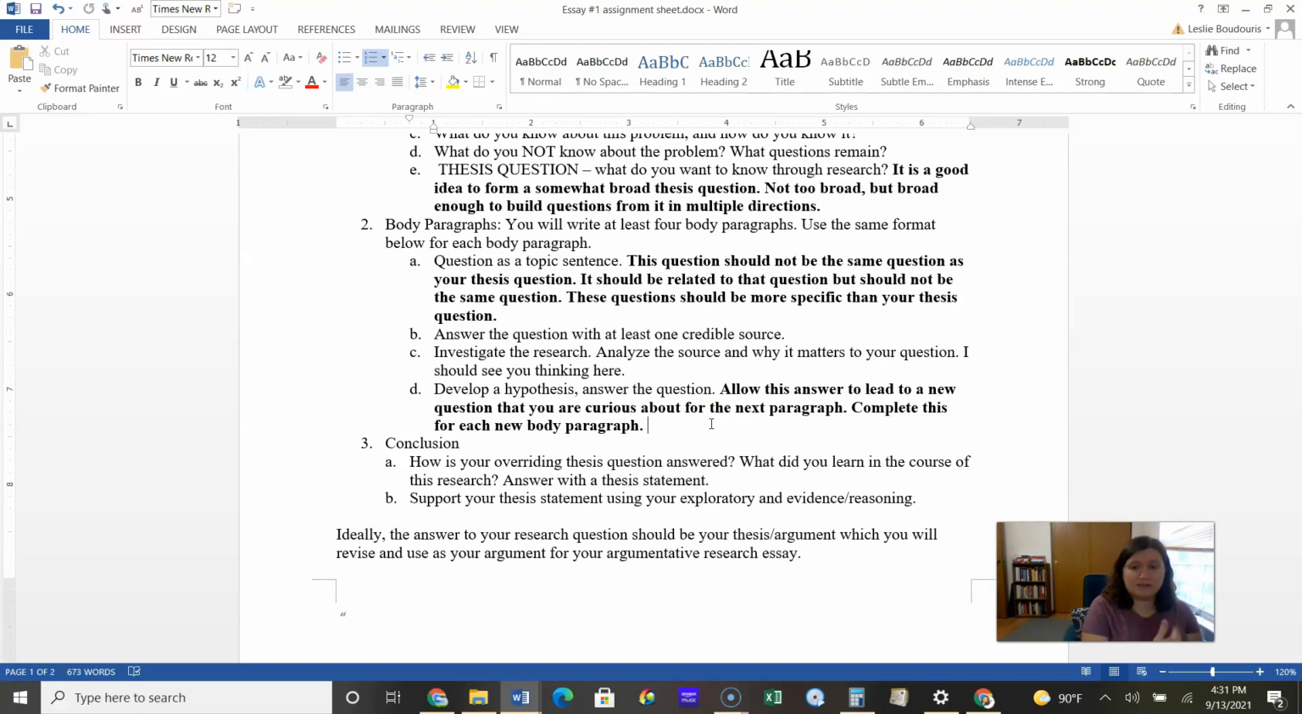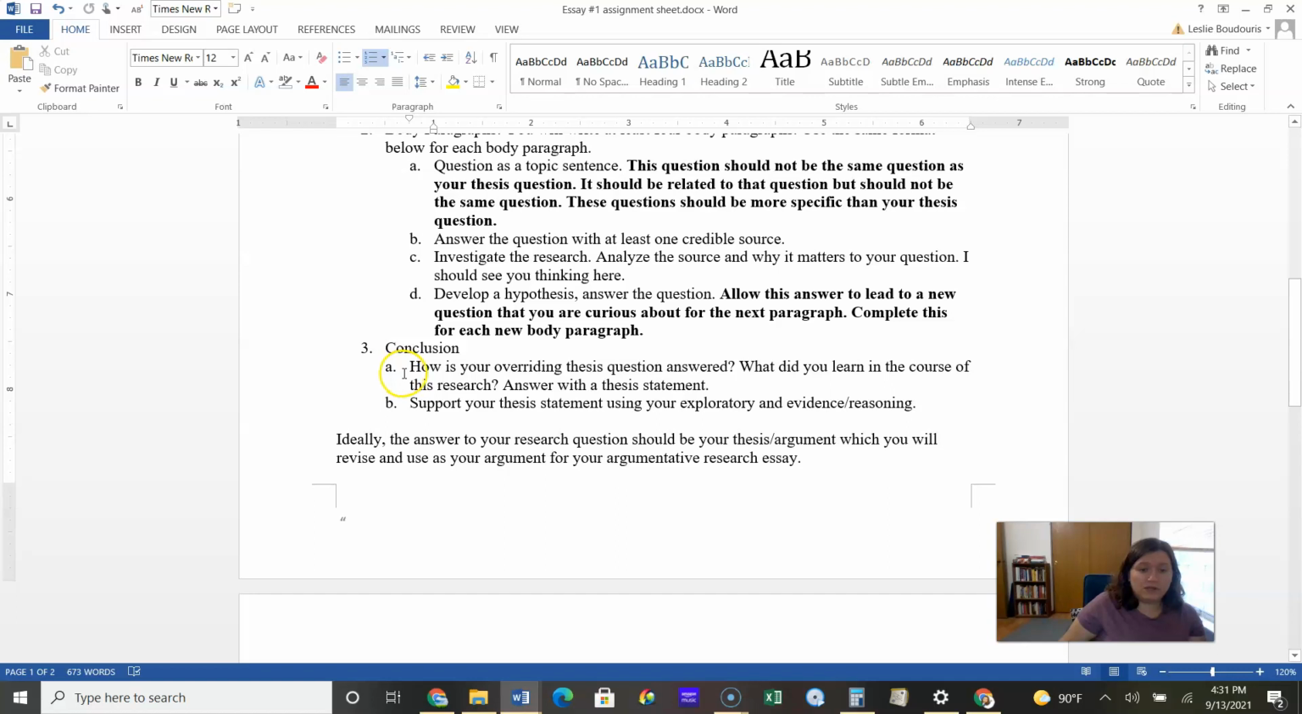So I should be able to see how one paragraph and question builds into the next. I should be able to see that pretty clearly. So don't flip your paragraphs around. The order you use and how you're thinking about this is going to be really important. Okay. And then your conclusion, once you're all done with your body paragraphs, you should ultimately answer your thesis question.